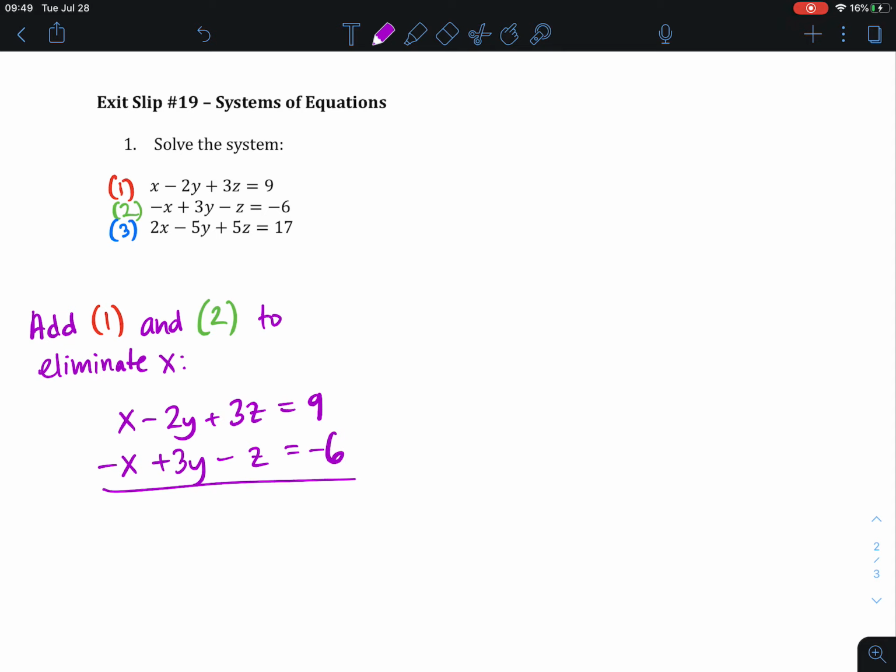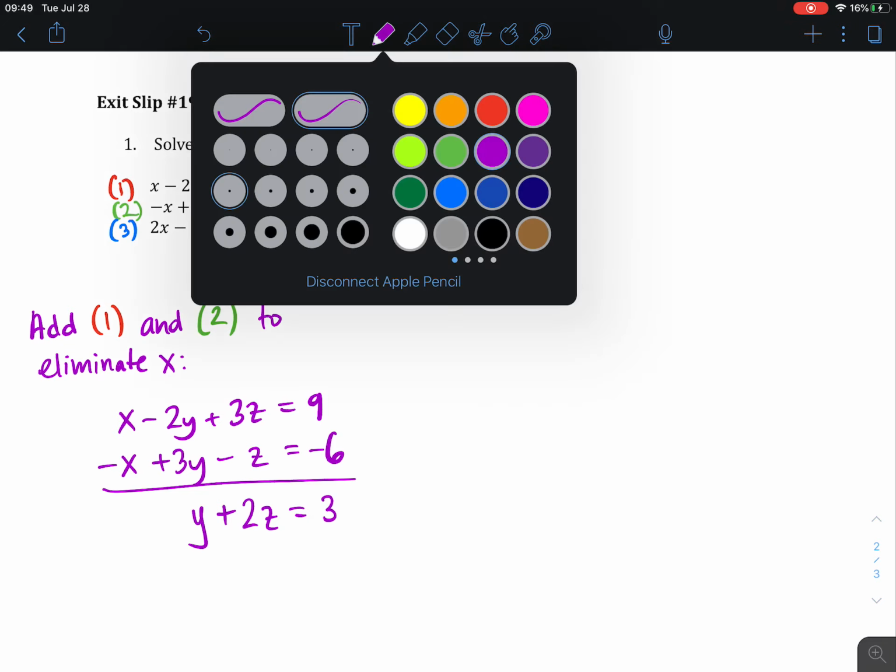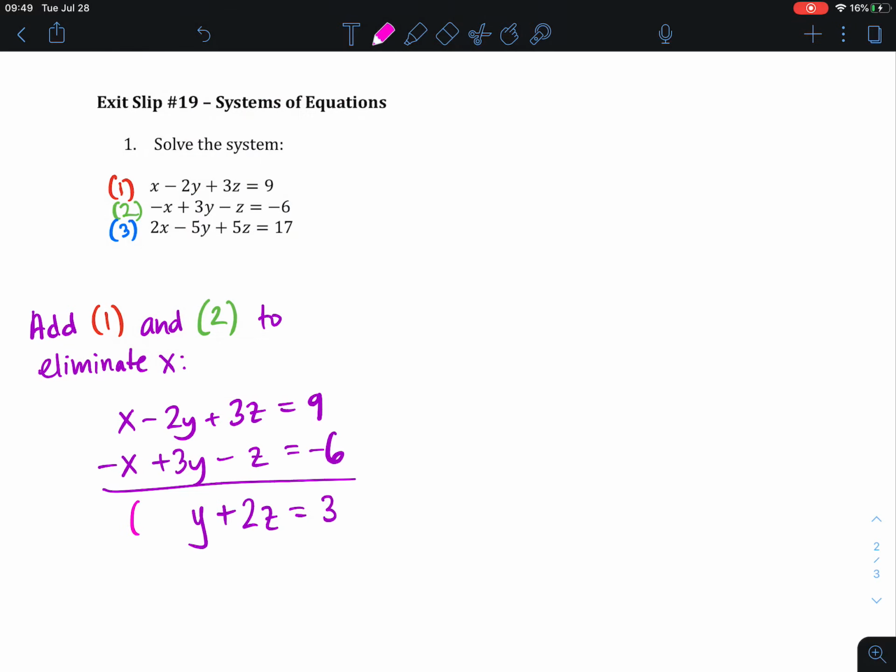So the x's cancel. Looks like a negative 2y plus 3y is just y. 3z minus z is 2z. And 9 minus 6 sounds like 3. So there is what I'll call our 4th equation. So that's going to be one of the equations for my system of 2 equations, 2 unknowns.